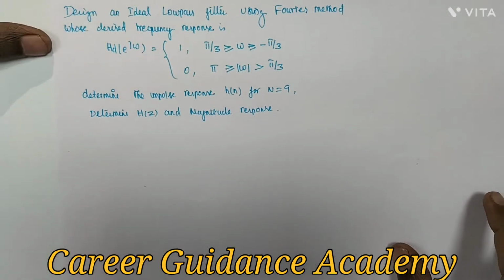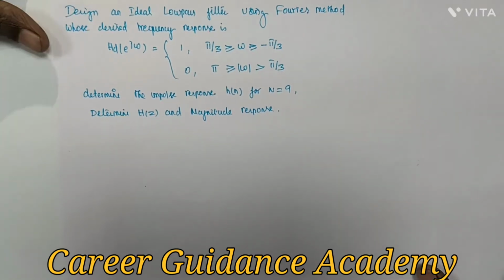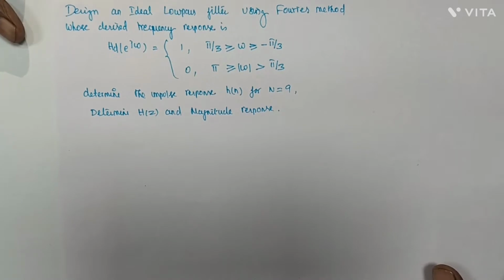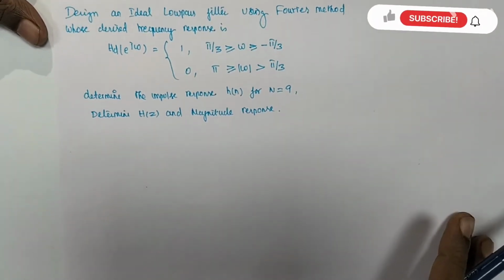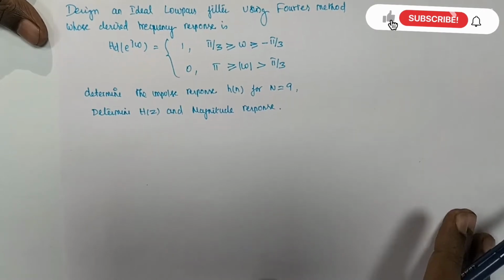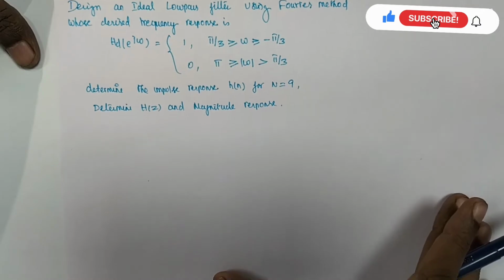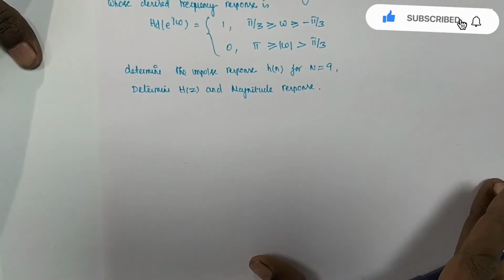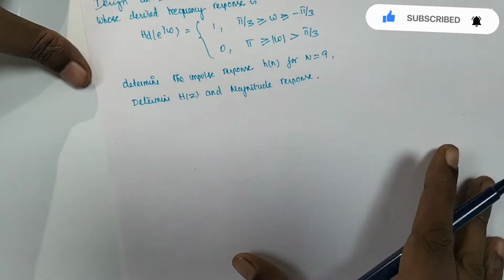So based on the given specification, you have to identify the type of the filter. In the question itself, it is given as a low pass filter. If it is not given, you have to identify the type of the filter. To identify it, you have to draw the response from the given specifications. Step 1. Plot the response.